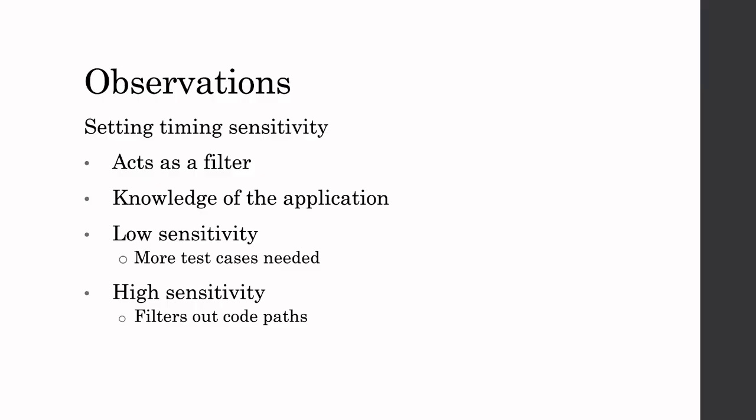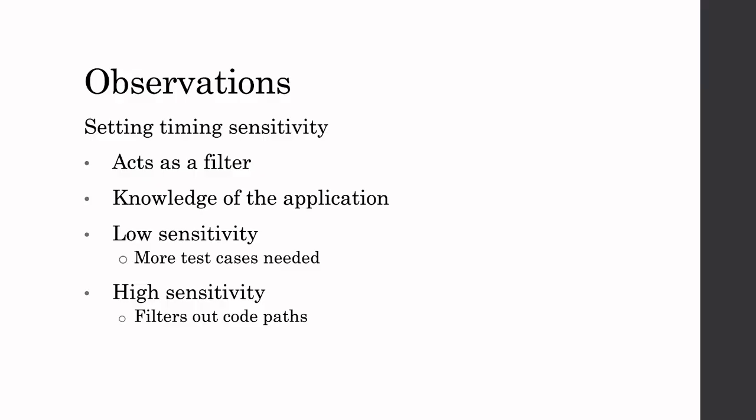And if you can time your application, you can figure out how long these code paths are taking. It becomes a lot easier to figure out, okay, my timing sensitivity should be X because the code paths are going to be taking Y amount of time. But in general, if you're not sure, there is a trade-off between setting a low sensitivity and a high sensitivity.